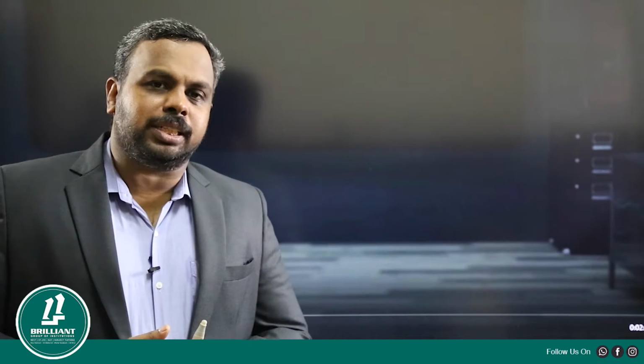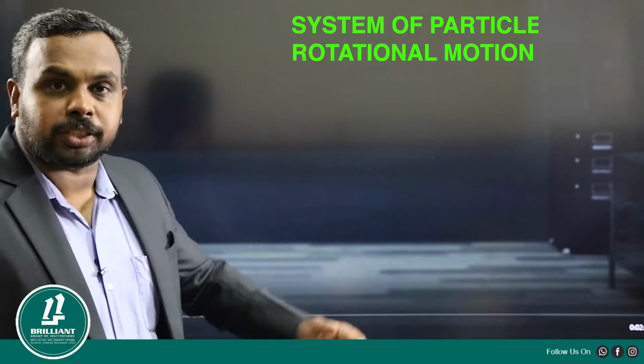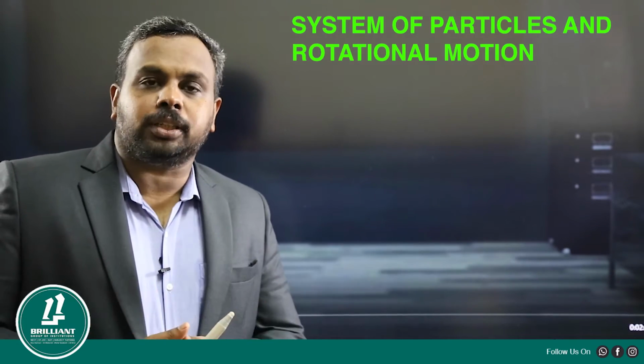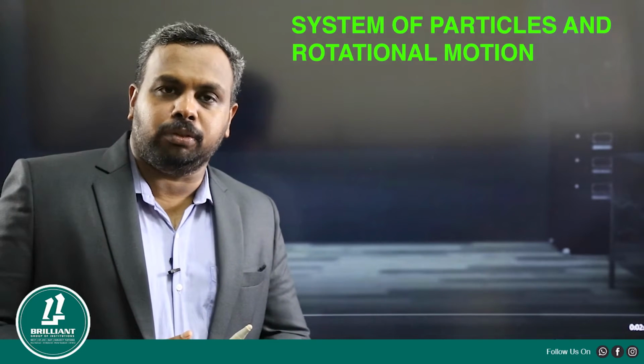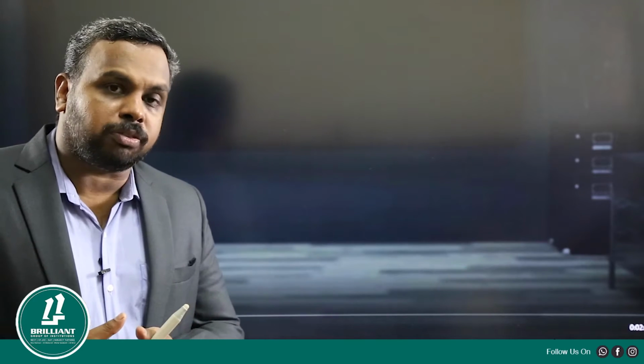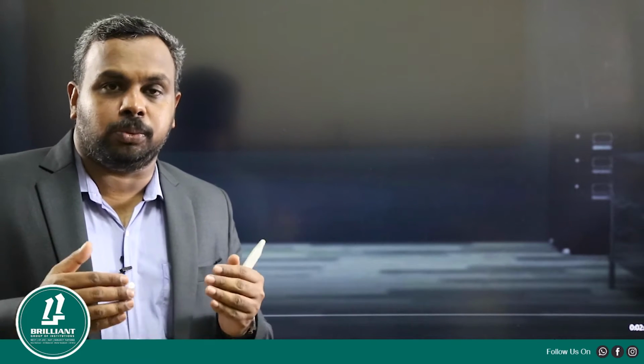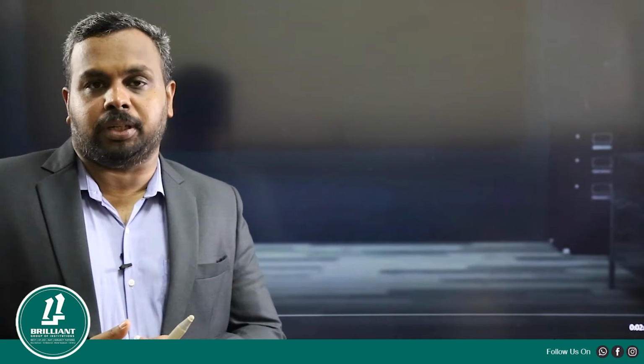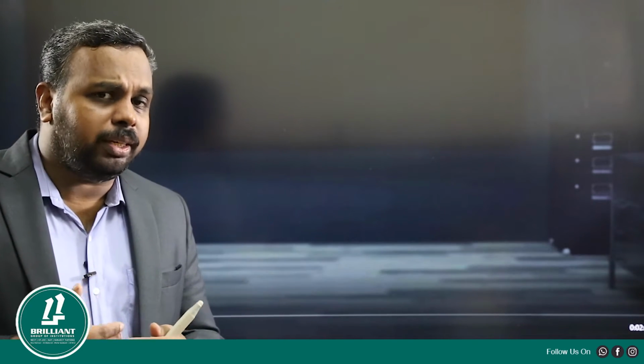Today we are going to discuss a very important chapter, that is System of Particles and Rotational Motion. This is very important from a competitive exam point of view, like NEET and JEE exams. There are a lot of concepts and we can expect a lot of conceptual questions from this chapter, so you should be thorough with each and every topic in this chapter. Okay, so we will study one by one.